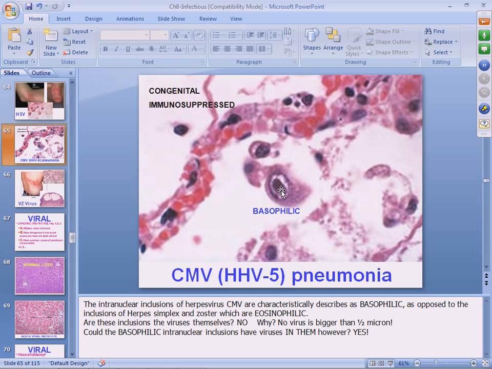Now I know your second question would be, well, even though it's not the virus itself, could it have the virus in it? Or a million viruses in it? And the answer is yes. But the viral inclusions themselves are not the viruses.